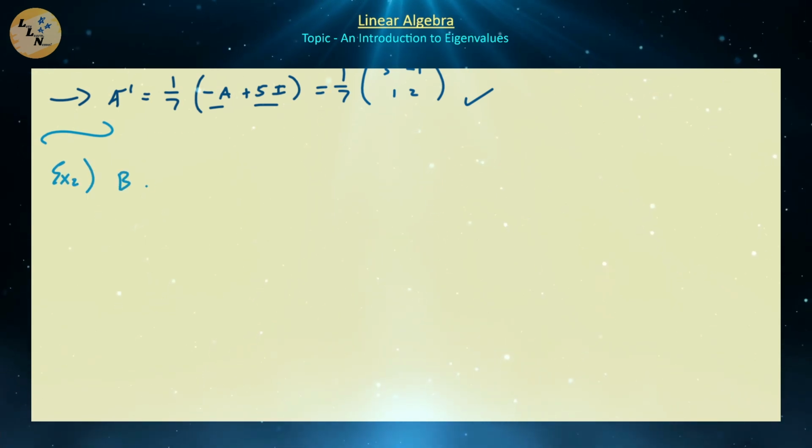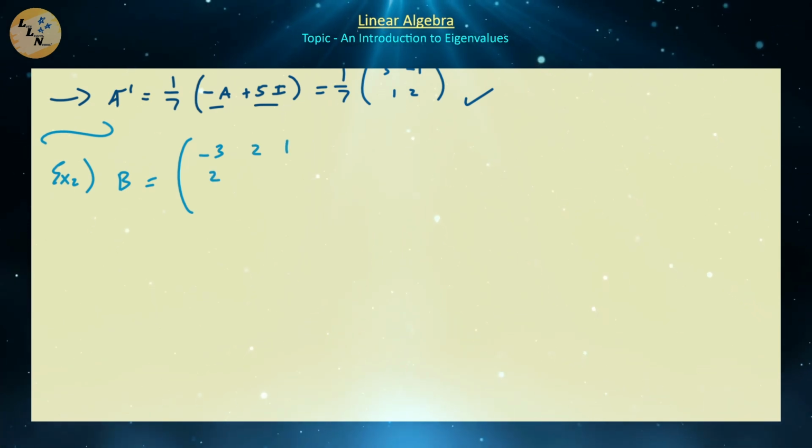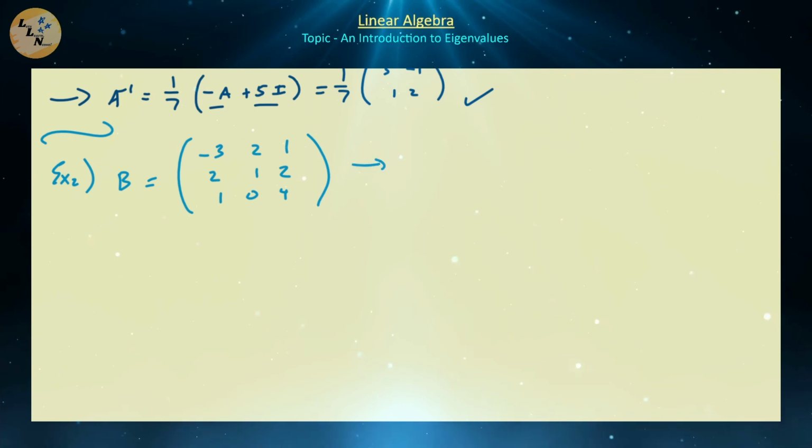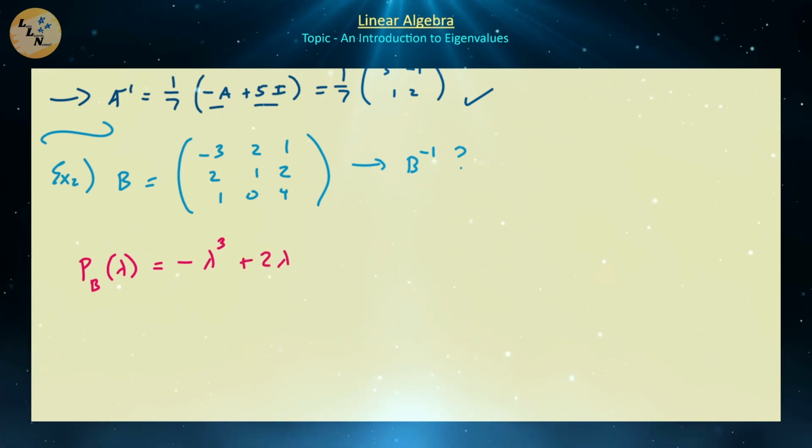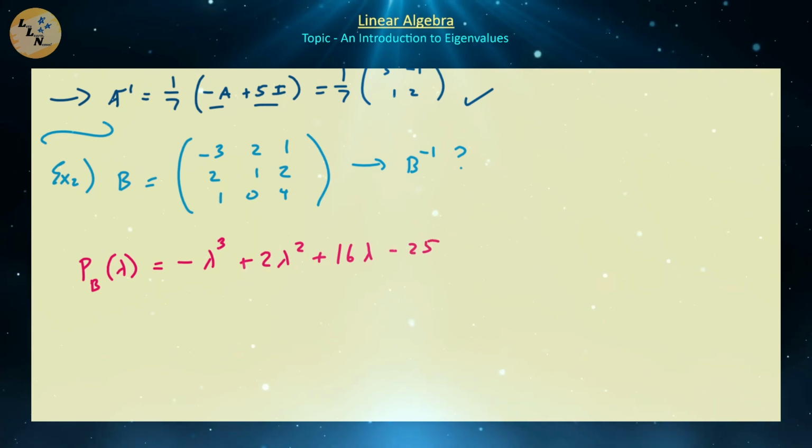Let's look at the matrix B, which is going to be minus 3, 2, 1, 2, 1, 2, and 1, 0, and 4. So I can ask you, what is the inverse of B? If that is the case, you should be able to find the characteristic polynomial of the square matrix. Every square matrix has one. So that's going to be equal to minus lambda cubed plus 2 lambda squared plus 16 lambda minus 25.